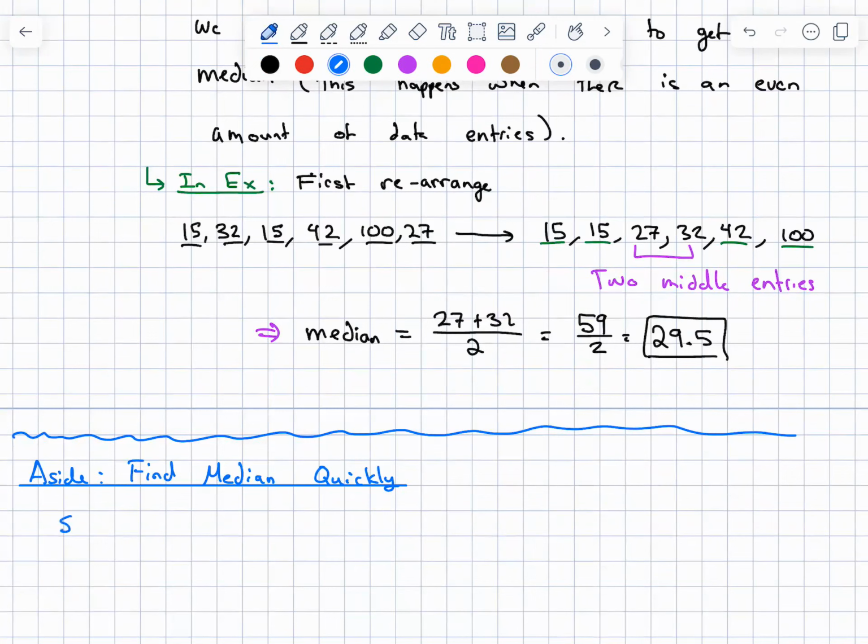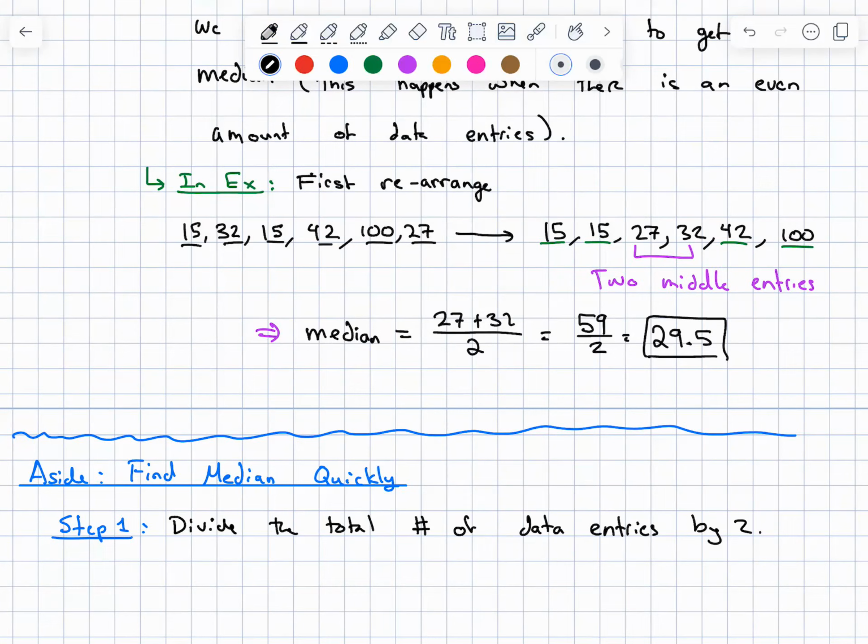Step 1. Divide the total number of data entries by 2. The reason we're going to divide by 2 is you're trying to find half the amount of data values. So if there's 6 entries, divide by 2.